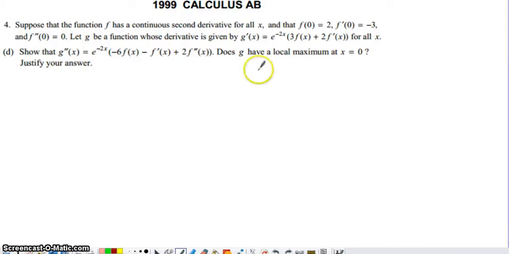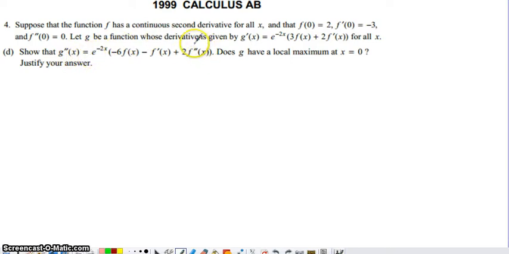So here's the conclusion of 1999 AP exam question number 4, part D. The situation was they gave us this information about function f of x and its derivatives at 0, and then they gave us the derivative of g right here at the end of the problem statement. In part D, it wants us to show that g double prime, the second derivative of g, is equal to this.